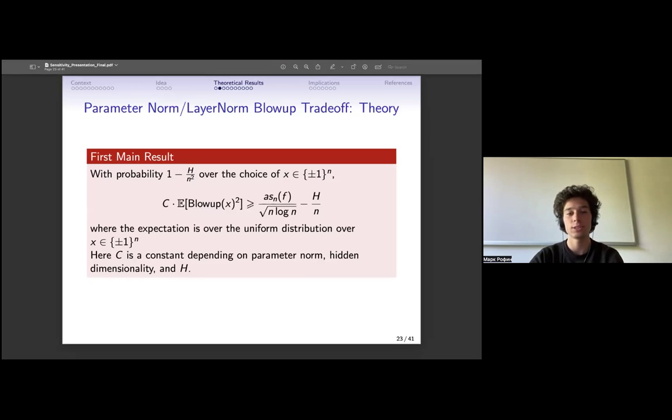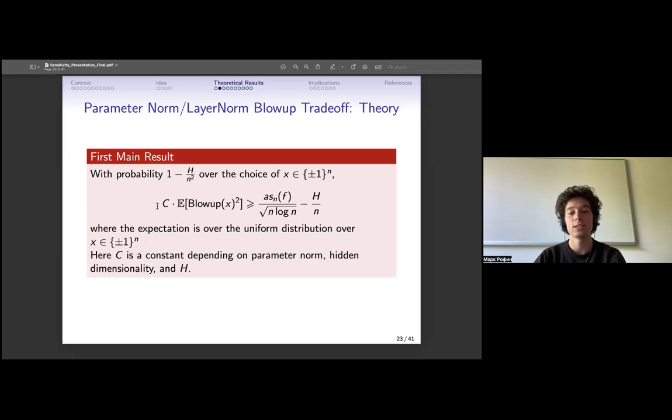So the first theorem states that with high probability over the choice of input bit string, the average sensitivity of a function represented by a transformer is bounded from above by the layer norm blowup in this transformer. But not only the layer norm blowup, but also the blowup multiplied by some constant c, and this constant is tied to the parameter norm of the transformer. So the higher the parameter norm, the higher c.